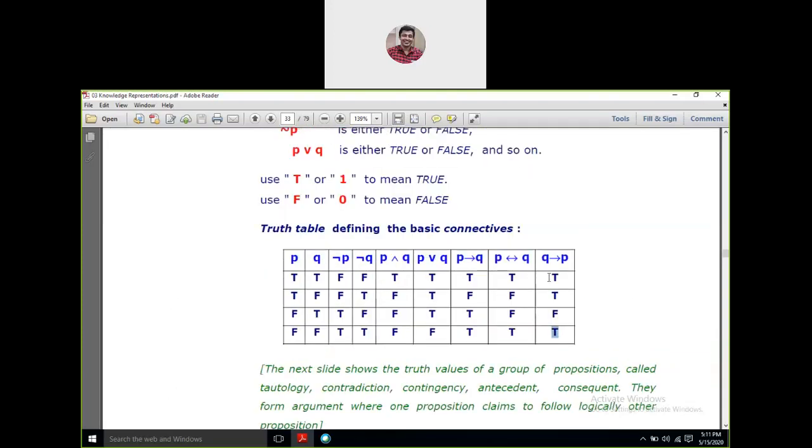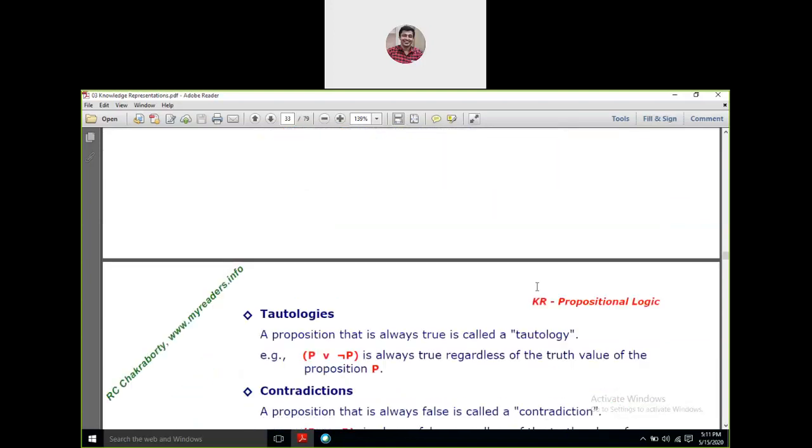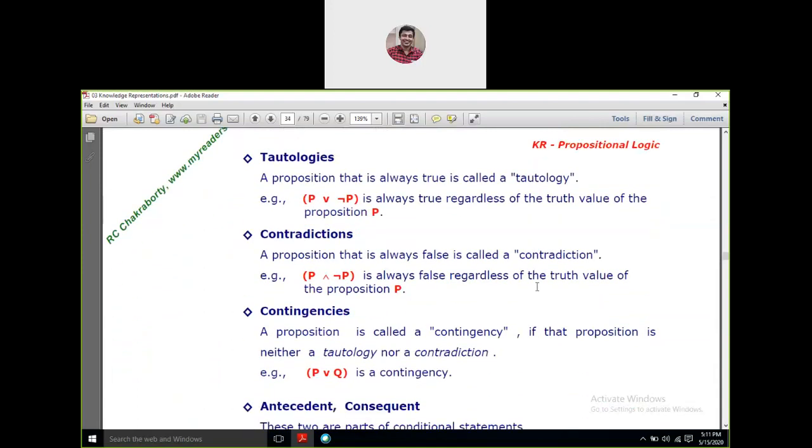So now I'll be moving on, and after a few more minutes we'll be solving two problems, right? There are a few terms that you need to know. Tautologies. Tautologies are what? Irrespective of the values of P, if my predicate or proposition is true for all values of P, I call it a tautology.